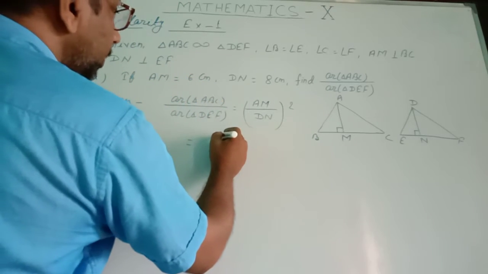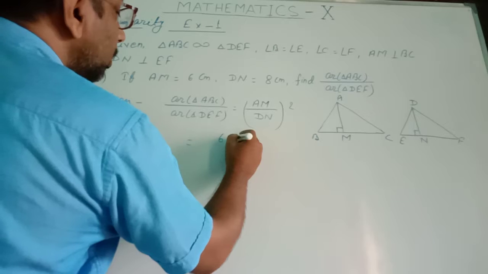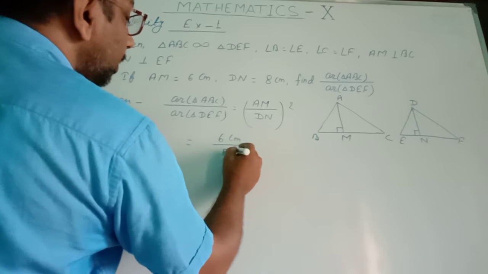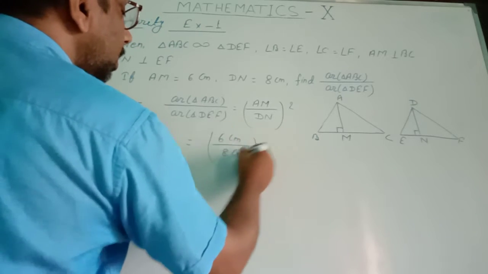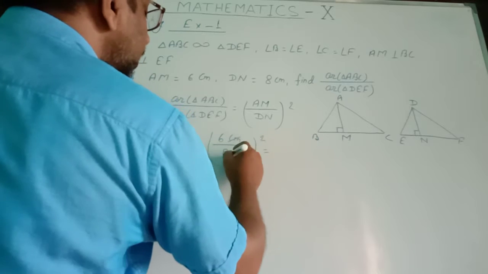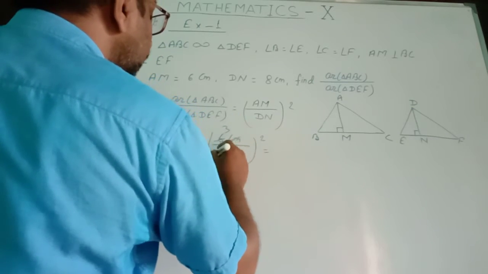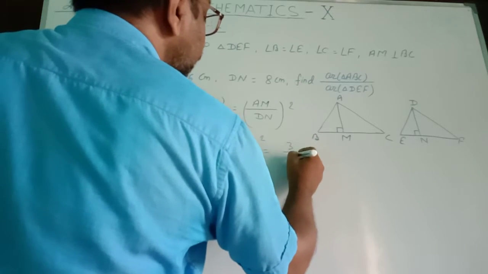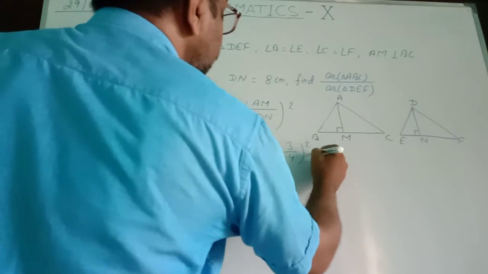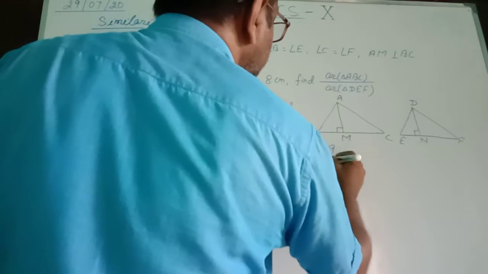If we calculate it, we are getting 6 centimeter by 8 centimeter whole square, and centimeter cancelled, and this also 2 3s are 6, 2 4s are 8, we are getting 3 by 4 whole square. If you solve it, you will get 9 by 16.